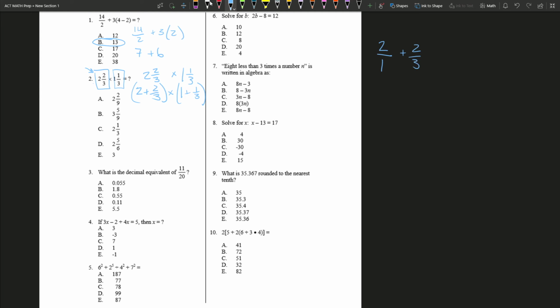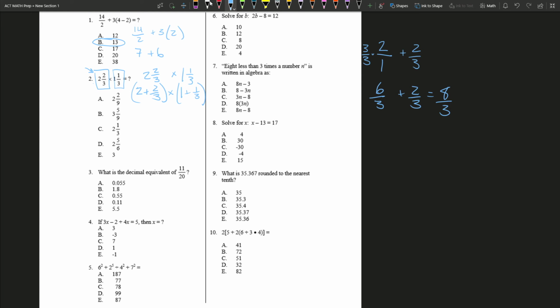Okay, so if we're adding these fractions, we got to get the same denominator on both of them. So I would have to multiply this left-hand term by 3 over 3. And the reason we can do that is because of that identity property that we went over a little bit earlier. Because we're multiplying by 3 over 3, it's really just 1. So everything's staying the same. So when we do that, we get 6/3 plus 2/3, which is equal to 8/3.